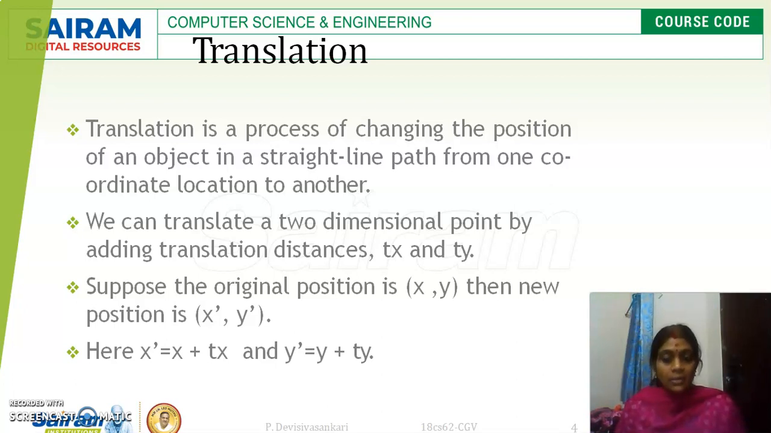This is done by adding the translation distances, which are tx and ty: how much distance we are moving in the x direction, and how much in the y direction. Suppose the original position is x comma y, then the new position is x dash and y dash. The new value x dash is the previous old value of x added with the translation distance tx. The same way for y also.